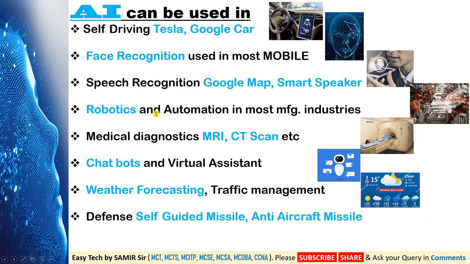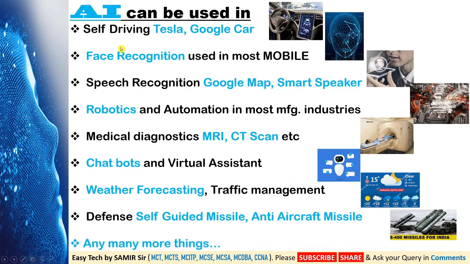Similarly, in defense, self-guided missiles and anti-aircraft missiles. For example, India has bought S-400 missiles to safeguard its nation. And likewise, AI can be used in many, many more things.